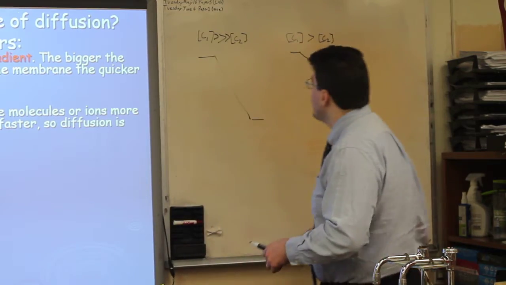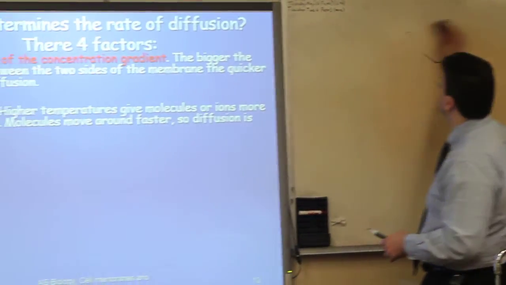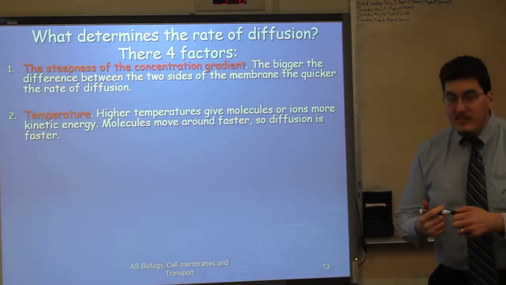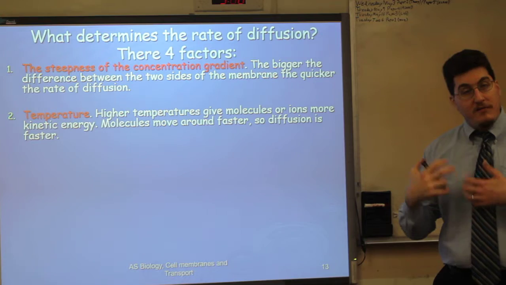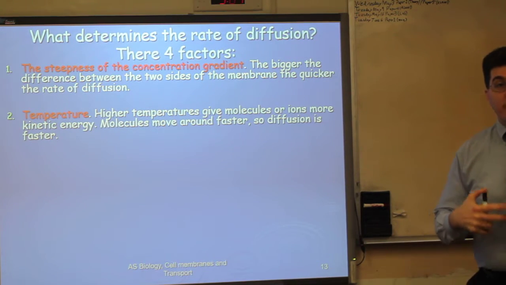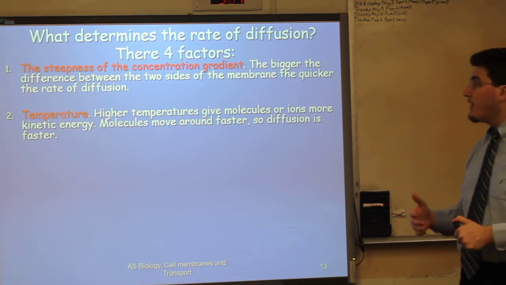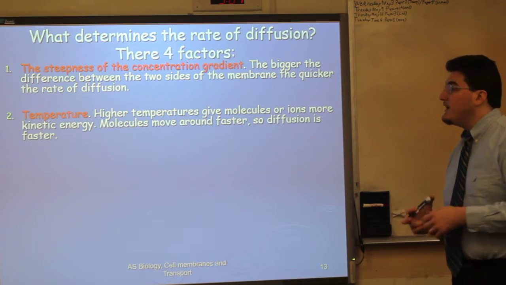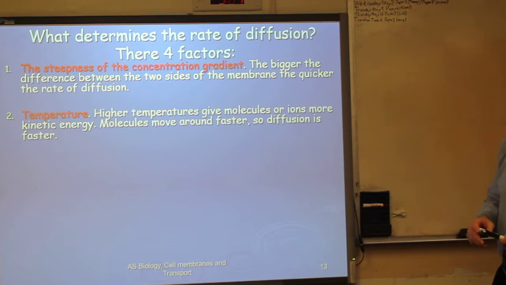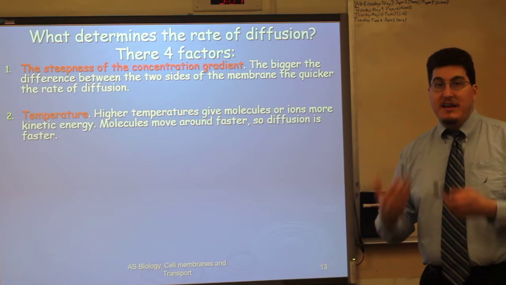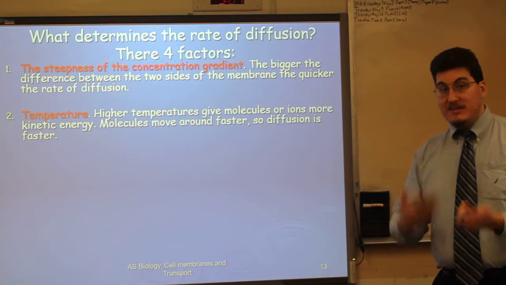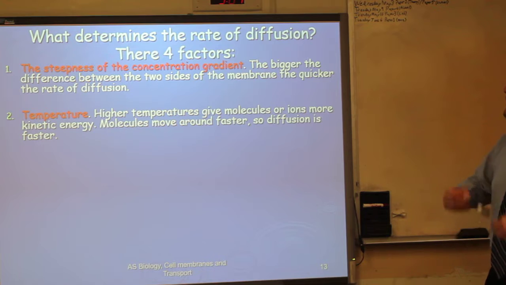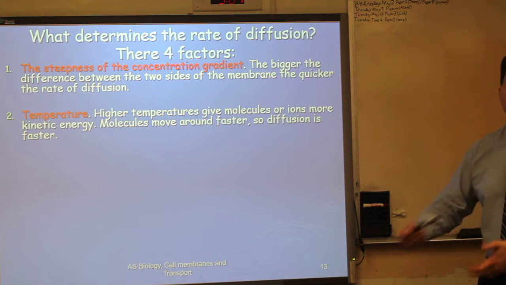Now, the next factor that determines the rate of diffusion is temperature. Because diffusion is a measure of the movement of particles thanks to their kinetic energy. The movement of particles down a concentration gradient by diffusion is determined by their kinetic energy. Having a greater kinetic energy, as measured by temperature, will only serve to increase the rate of diffusion. So, molecules that move faster will travel faster.